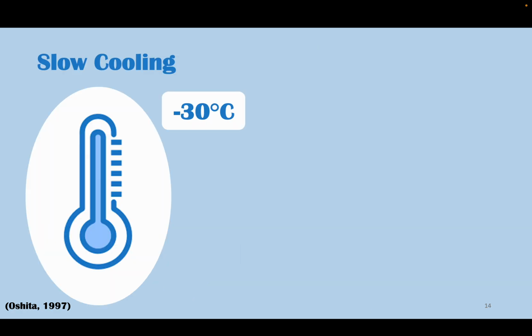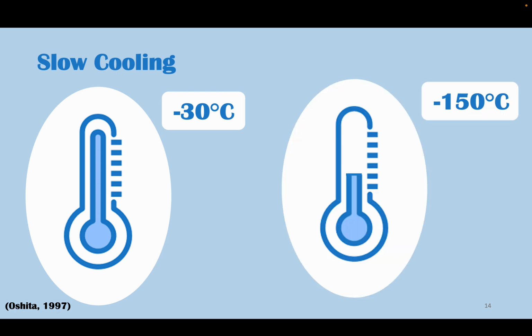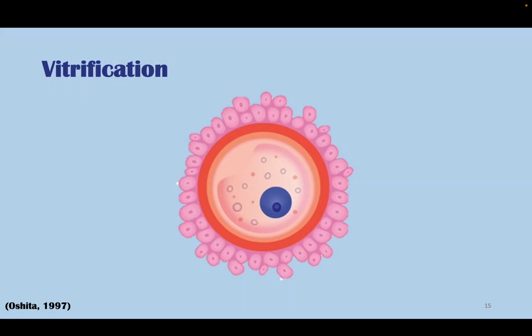These oocytes were cooled at a rate of 0.3 degrees Celsius per minute until a temperature of negative 30 degrees Celsius. Then the rate of cooling was increased to 50 degrees Celsius a minute until negative 150 degrees Celsius. The oocyte was then plunged into liquid nitrogen. This style mainly prevents internal formation of ice crystals.